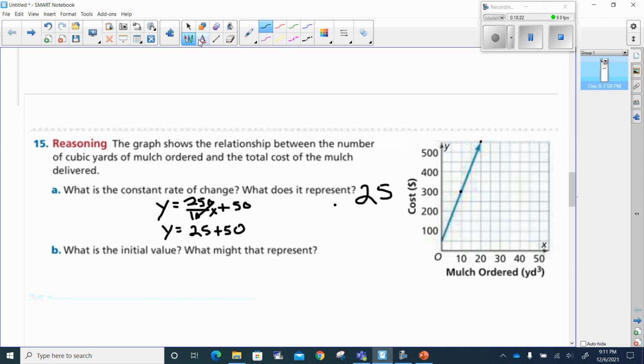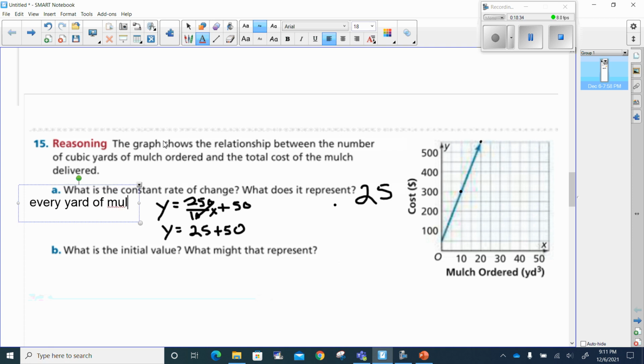So I can write that down. Every yard of mulch costs $25. Okay. And now over here, what is the initial value? As we said over here, 50.